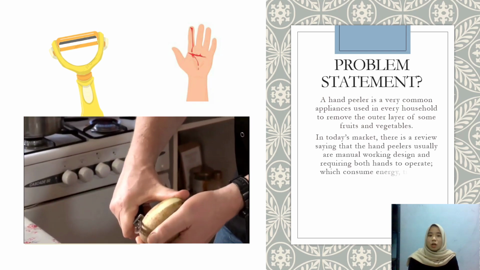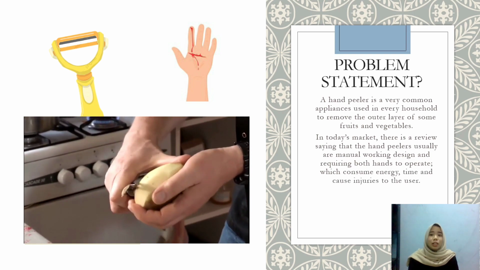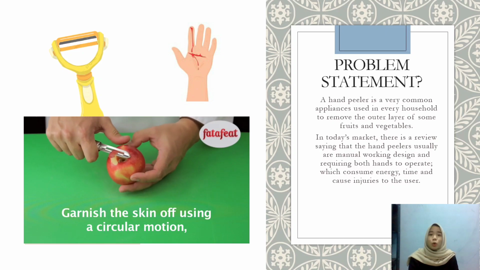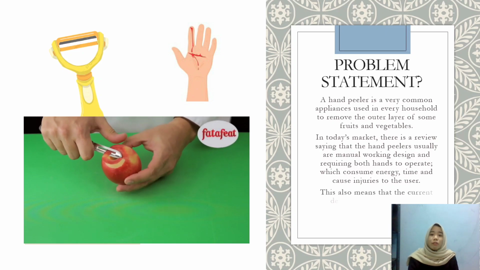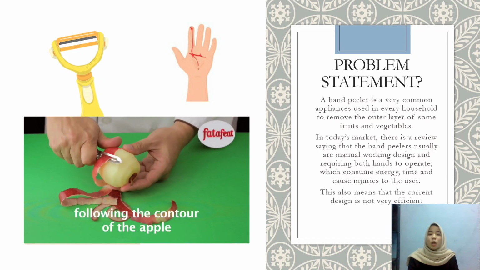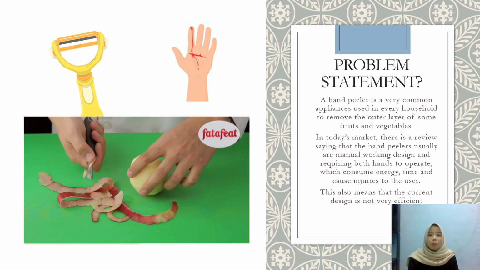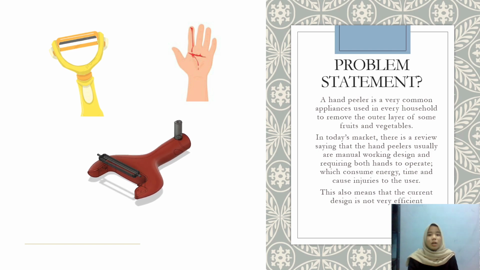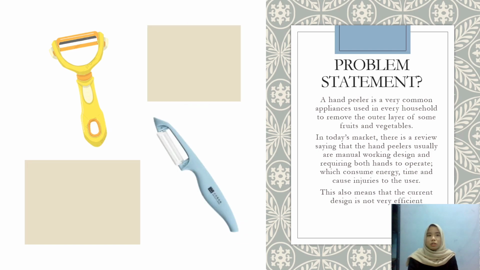The problem statement of this project is that the peelers in today's market are manually operated and require both hands to use. When we use both hands to peel the skin of fruit, it consumes more energy and time, and at the same time, it can cause injury. Besides, the current peeler is also not efficient because the item can easily be lost.